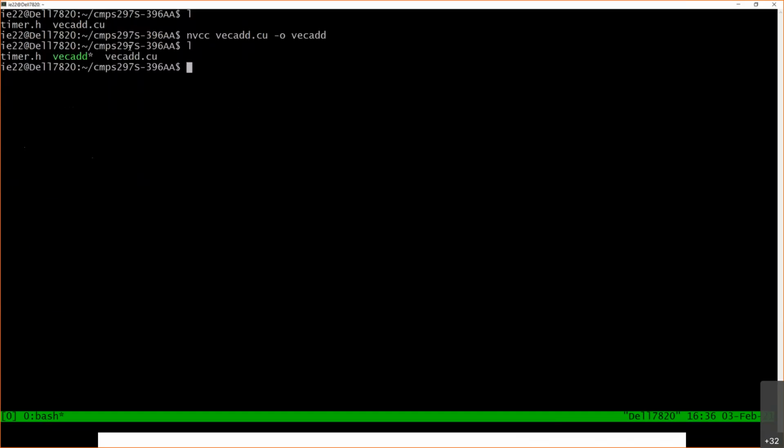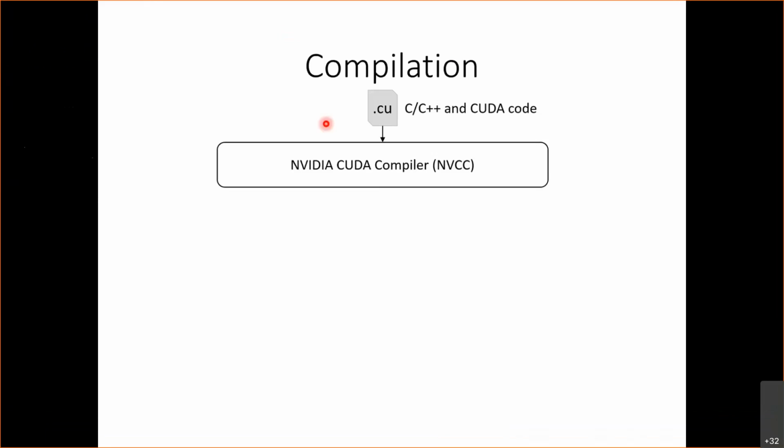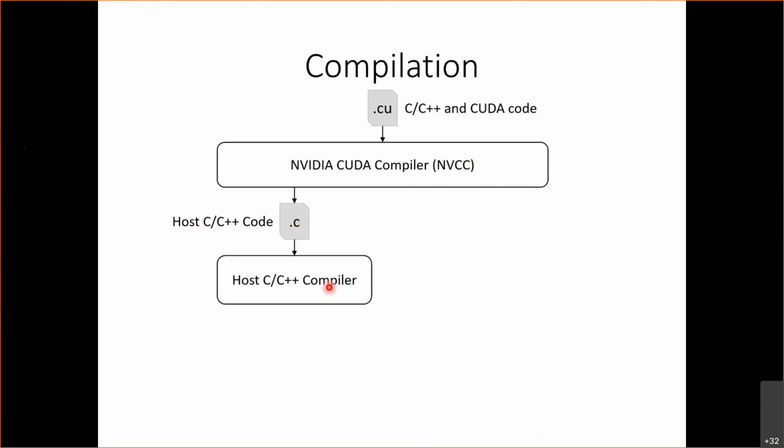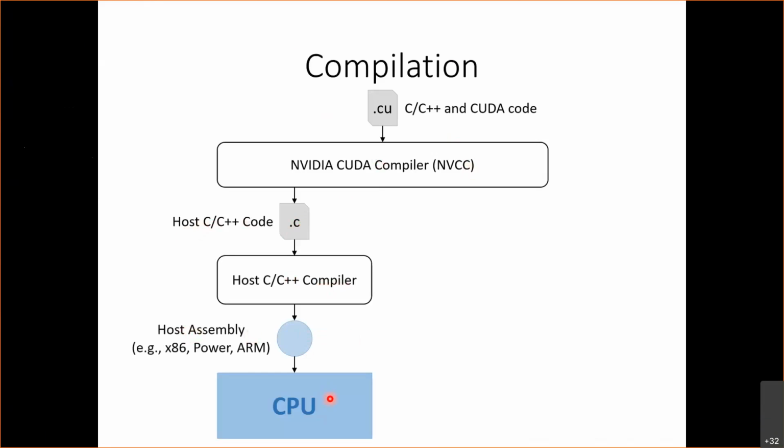Now, what does NVCC do when I call this? Well, let's see what it does. NVCC is going to split our code into 2 parts. It's going to split it into the C++ code, and that code is going to be given to the host C or C++ compiler, which is going to use this C code to generate a host assembly file, and this host assembly file is going to run on the CPU.